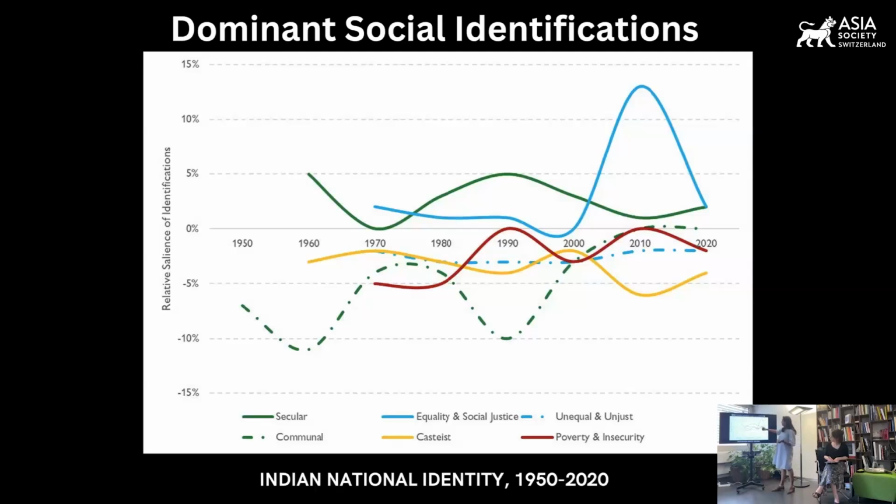And so while it really received a spike in 2010, it's not that society has become more equal, but rather this is something that we need to aspire to as well. So all of these positive identifications are aspirations that India should become more equal. It should become more secular. But the reality is that we are a communal society, and we are very casteist, and it is very unequal and unjust in India because so many people are so poor.